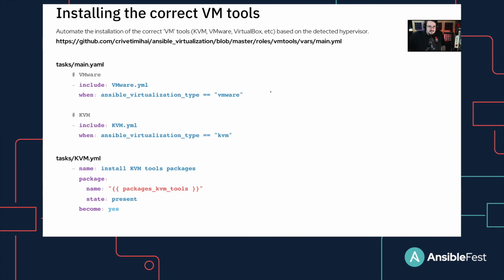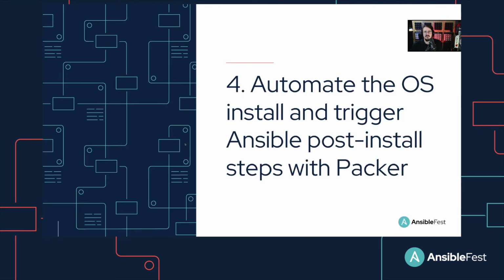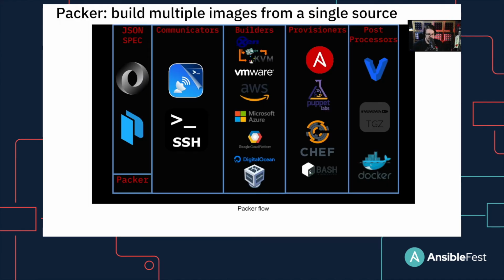You can also use a couple of tricks here. So for example, to include a specific file like VMware or KVM, when Ansible will detect a specific type of virtualization is being used. Once we have everything in place, we can use Packer to trigger this process.